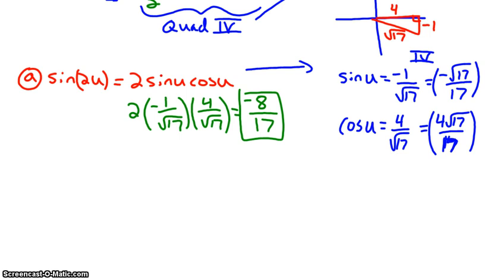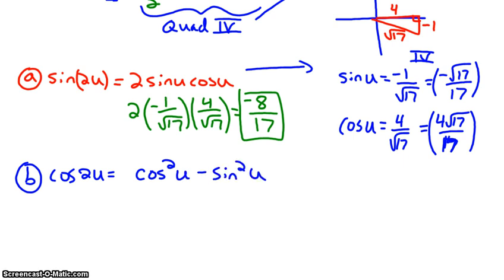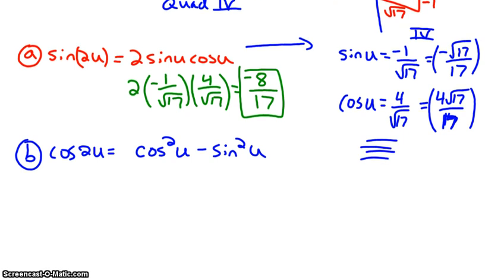Now I need to go on to B. Hopefully I'll finish all three of these. Cosine 2u. Again, I'm going to choose the formula of cosine squared u minus sine squared u because I am dealing with radicals in my problem. So it should take care of itself.